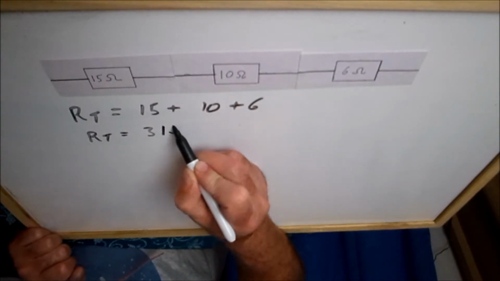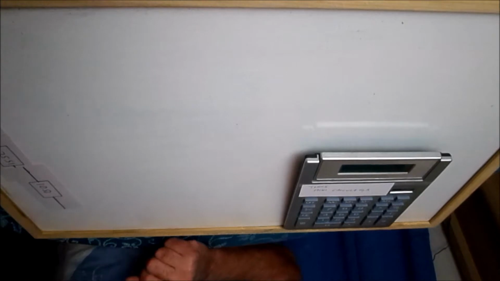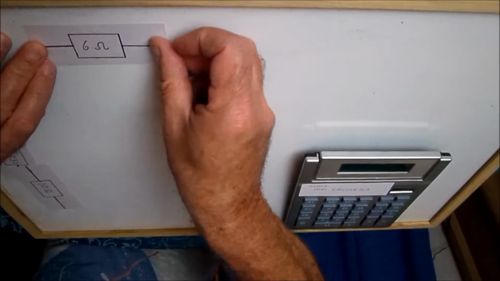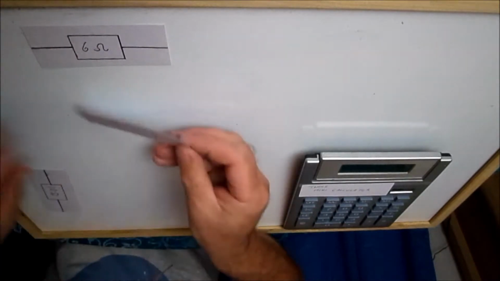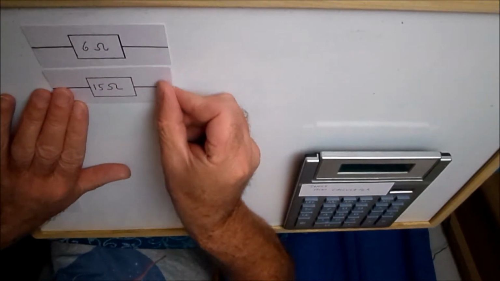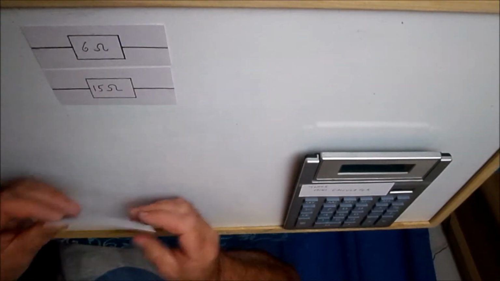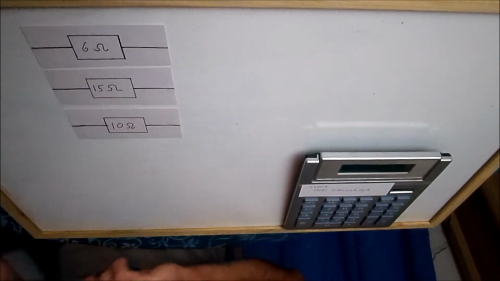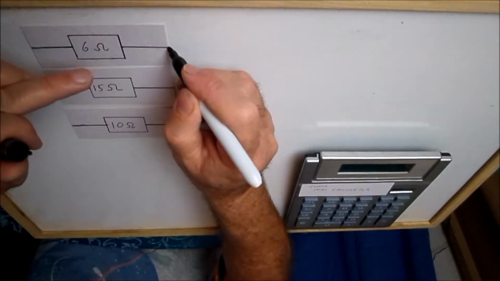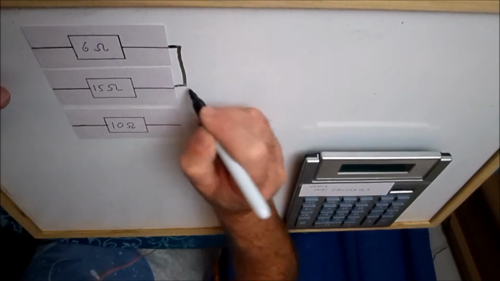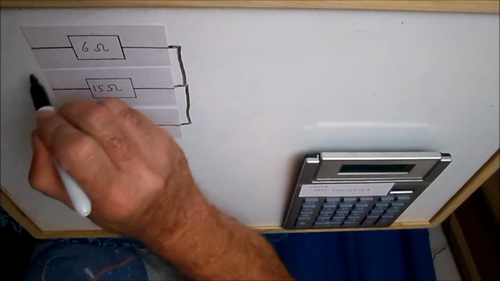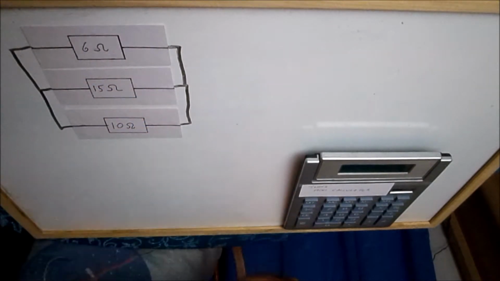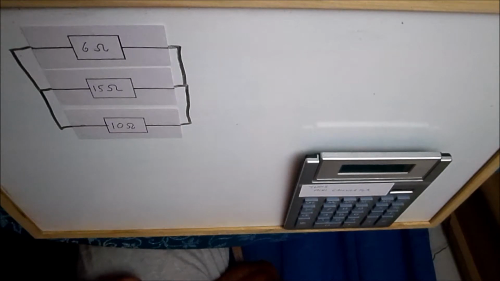So that's 31 ohms. So if we now take the same group of resistors and connect them in parallel, so we can say our 6 ohm there, and our 15 ohm, and our 10 ohm, like that. And we connect these now in parallel, like this. Now let's try and work out the resistance total of that.